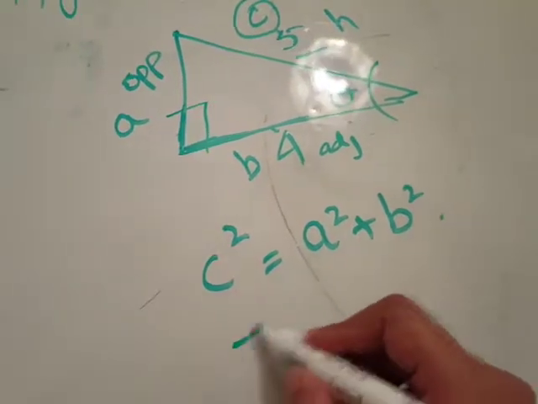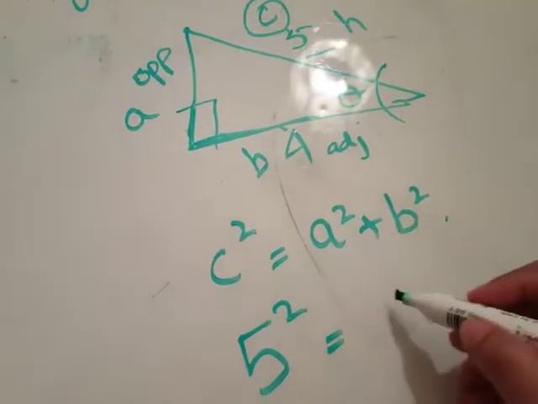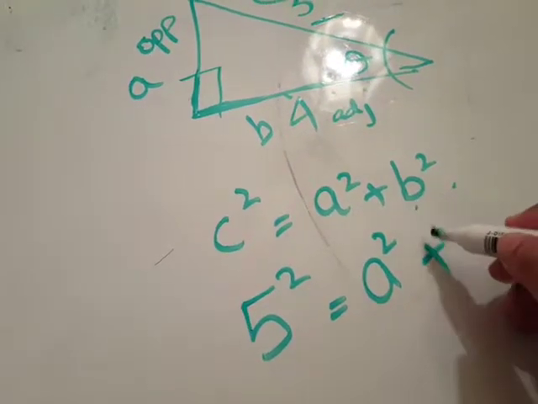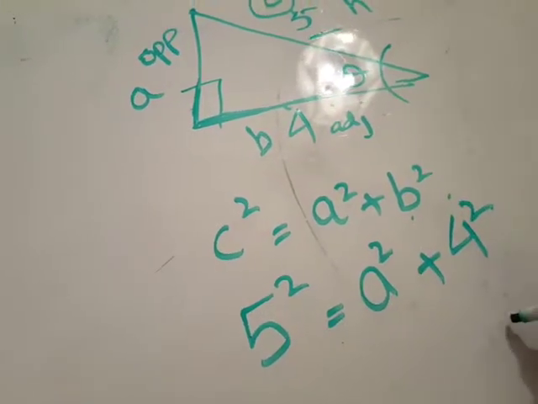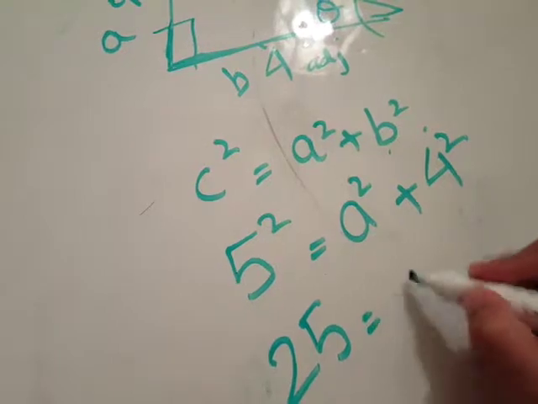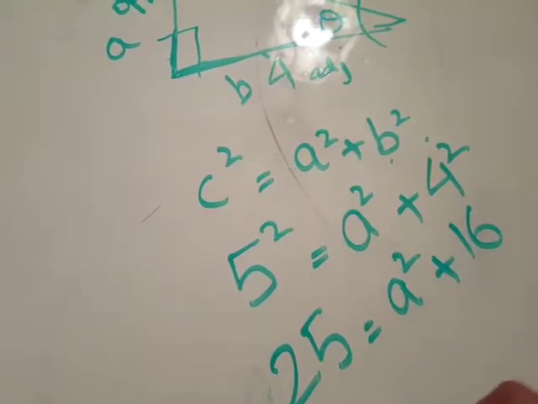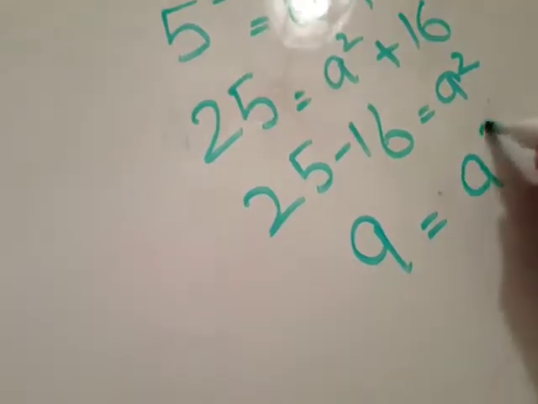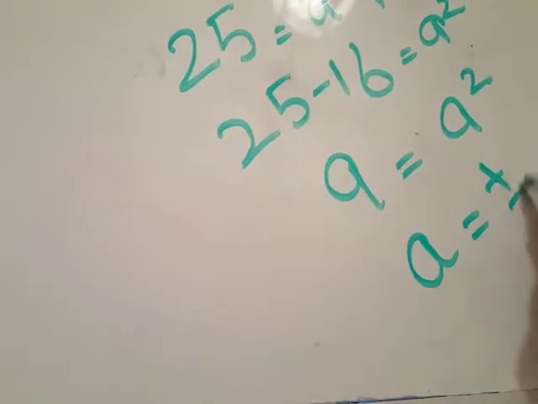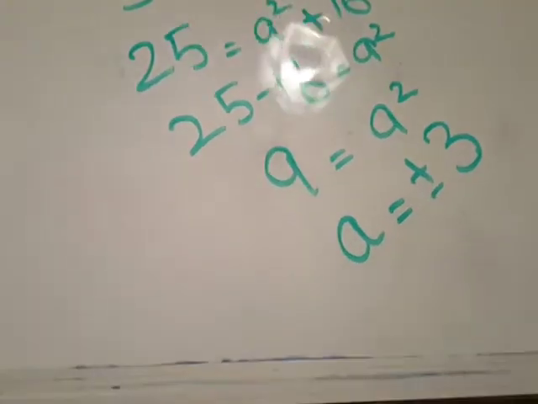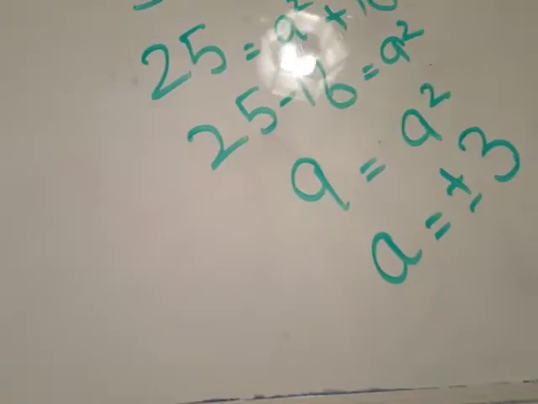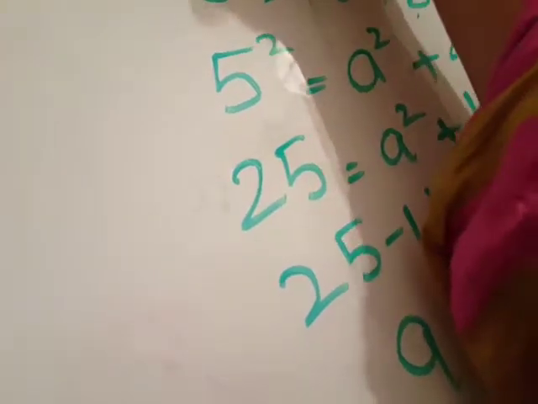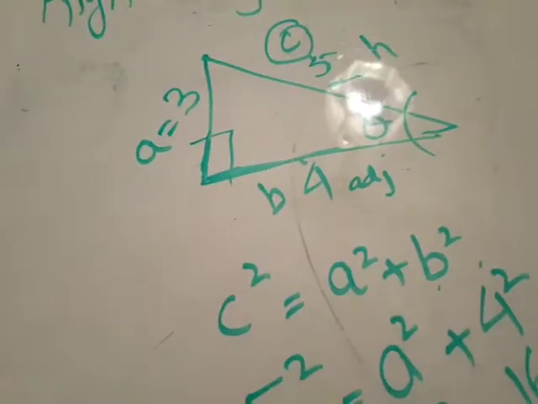So what is my c? c is 5 square. What is a? You don't know. What is b? This is b. So 25 equals a square plus 16, or 25 minus 16 equals a square. So 9 equals a square, or a equals plus or minus 3, right? Now you have all the three sides with you. a is 3.